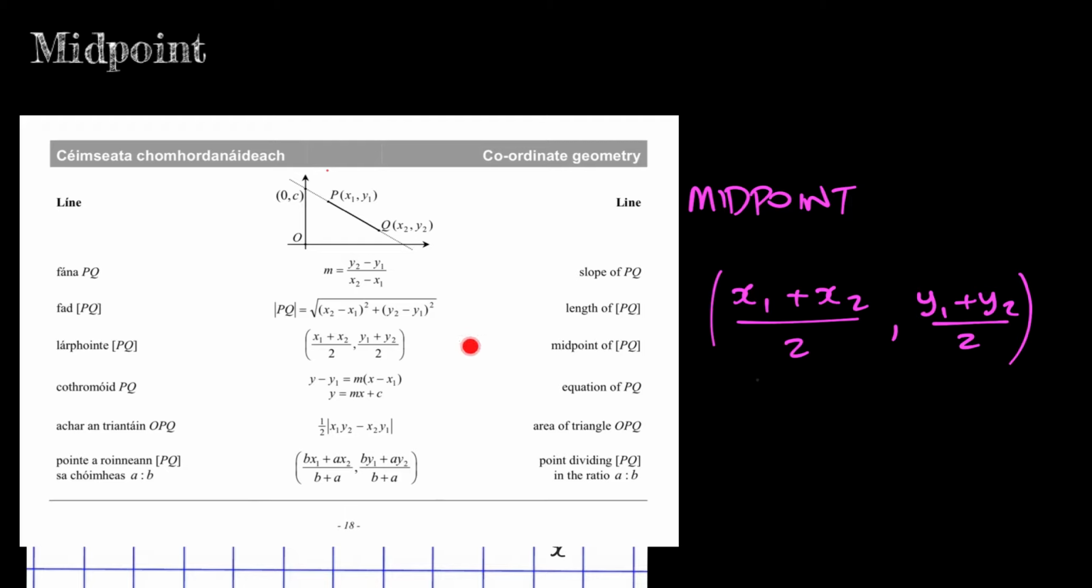So you don't actually need to learn that off, but at this stage I expect you to have a fair understanding of where it comes from. You're just adding your x's and dividing by 2, adding your y's and dividing by 2 to get the midpoint. Okay?